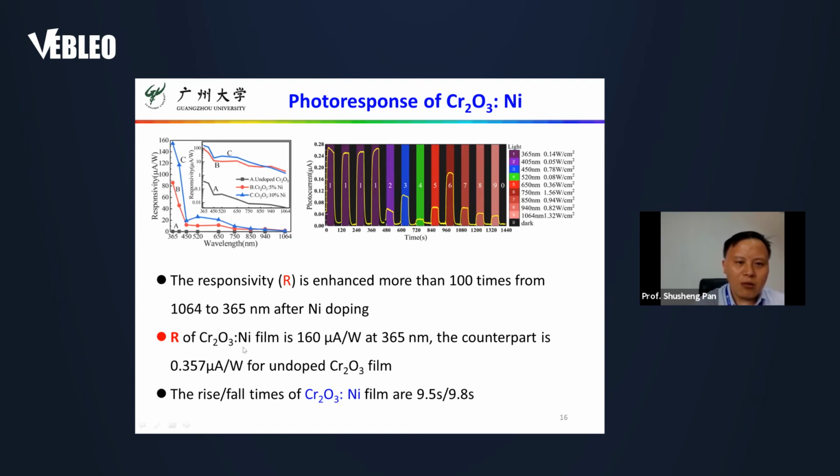The responsivity of nickel-doped chromium oxide is 116 microampere per watt at 365 nanometer, and the undoped one is about 0.357 microampere per watt, and the rise and fall times of nickel-doped chromium oxide are 9.5 seconds and 9.8 seconds.